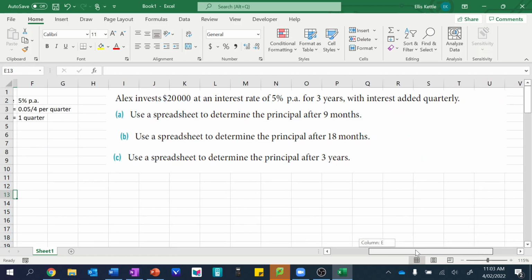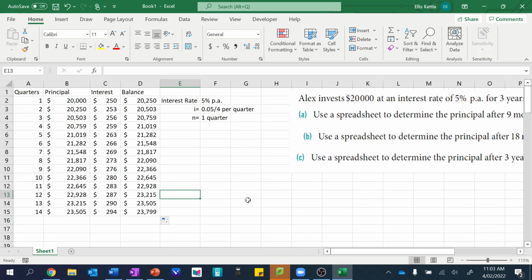Alrighty, so let's now look at the question. Use a spreadsheet to determine the principal after 9 months. Months? We just did everything in quarters. Do I need to do this again, months? No, not at all. I just need to convert from 9 months into quarters.